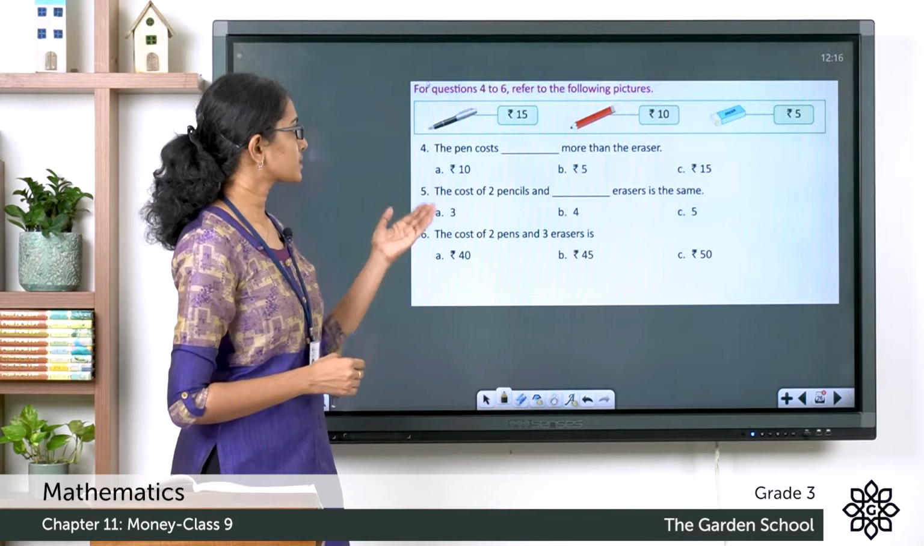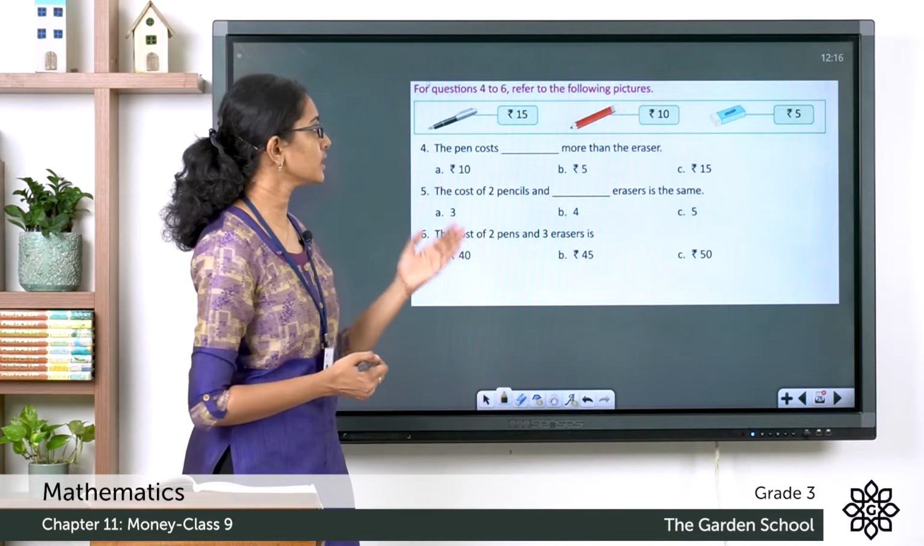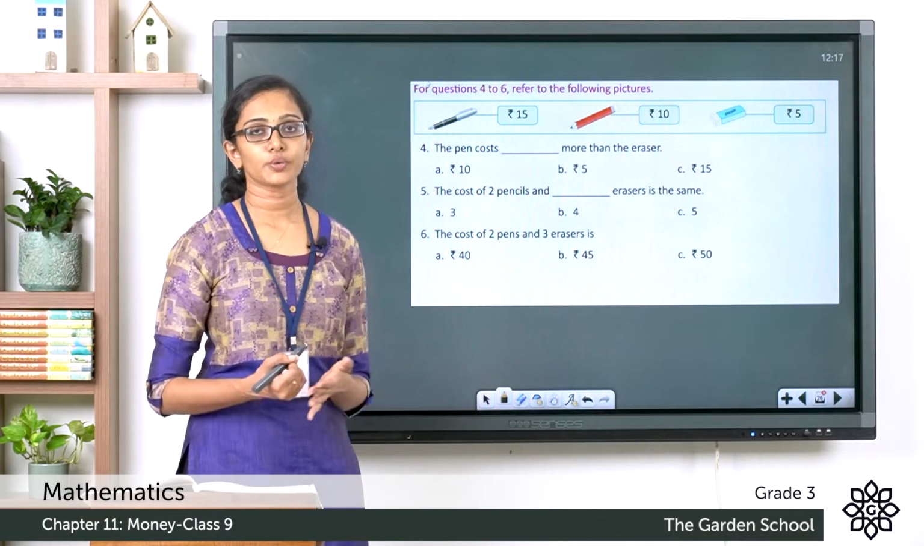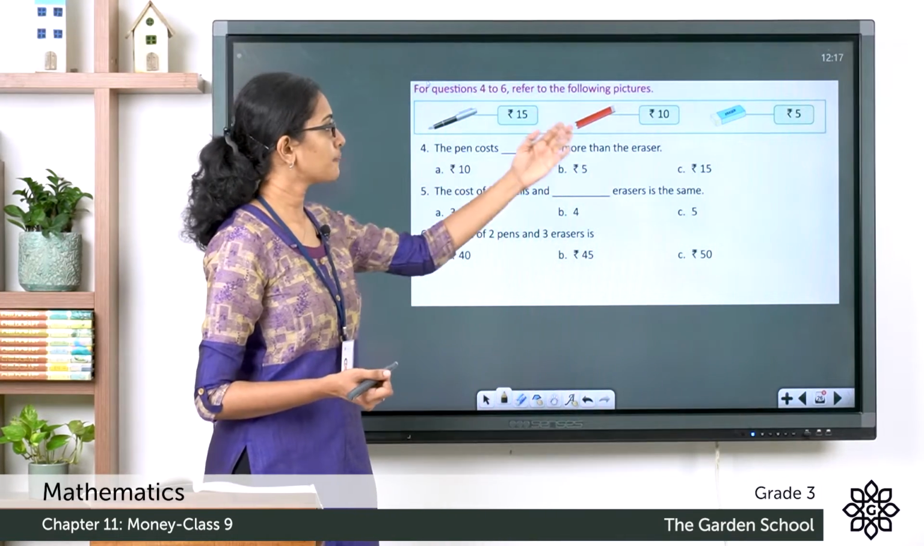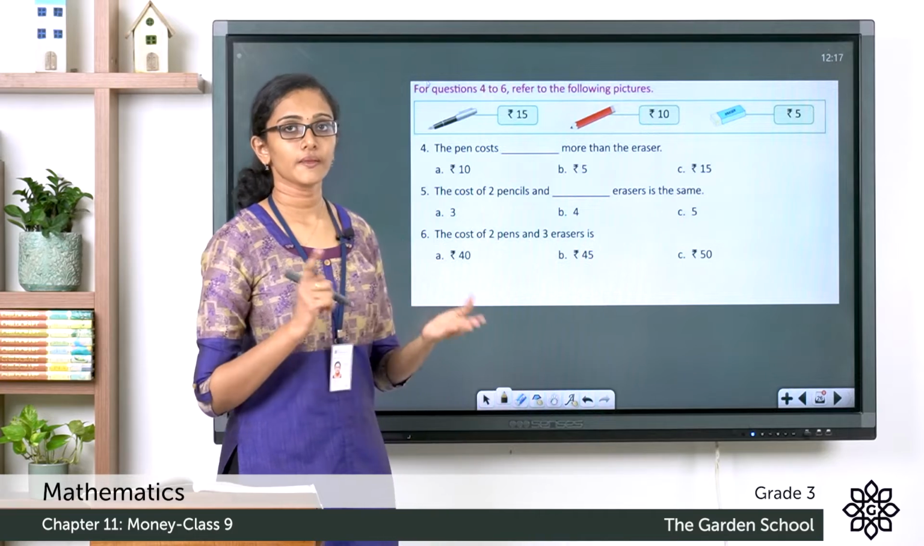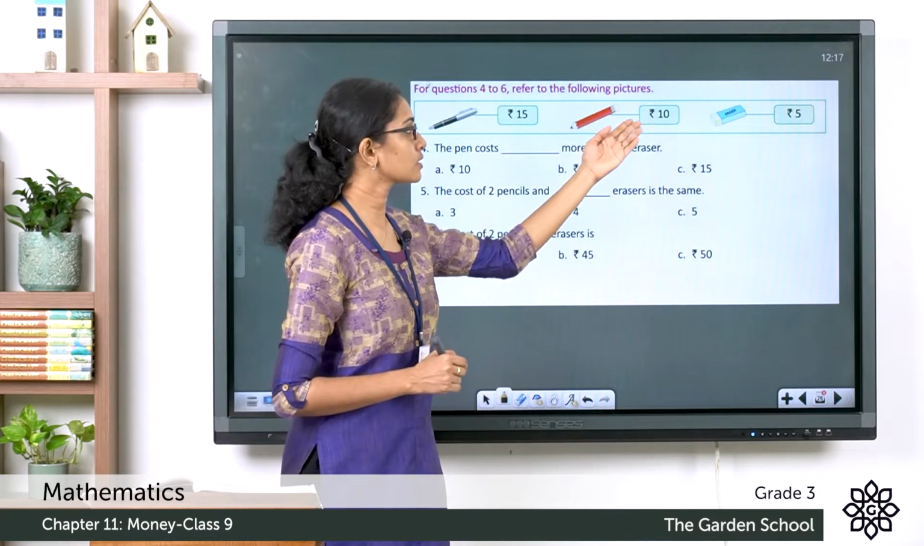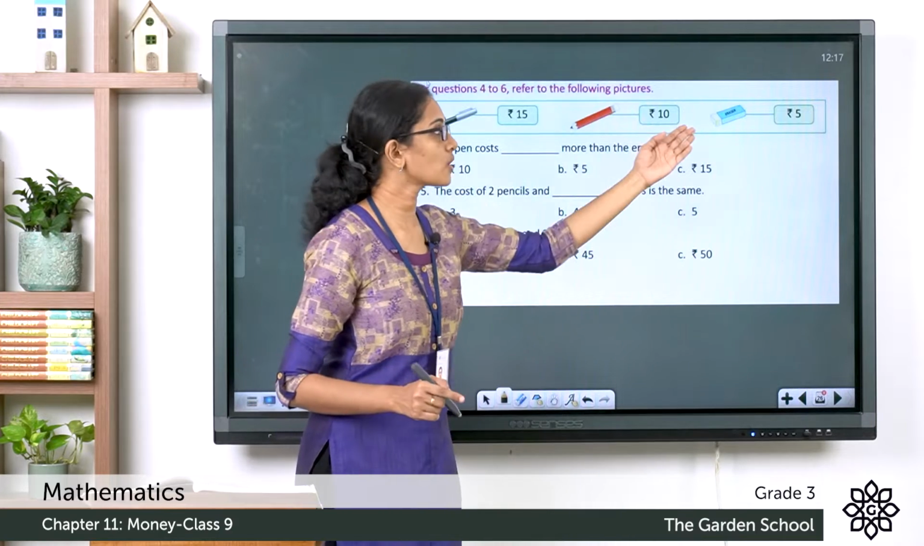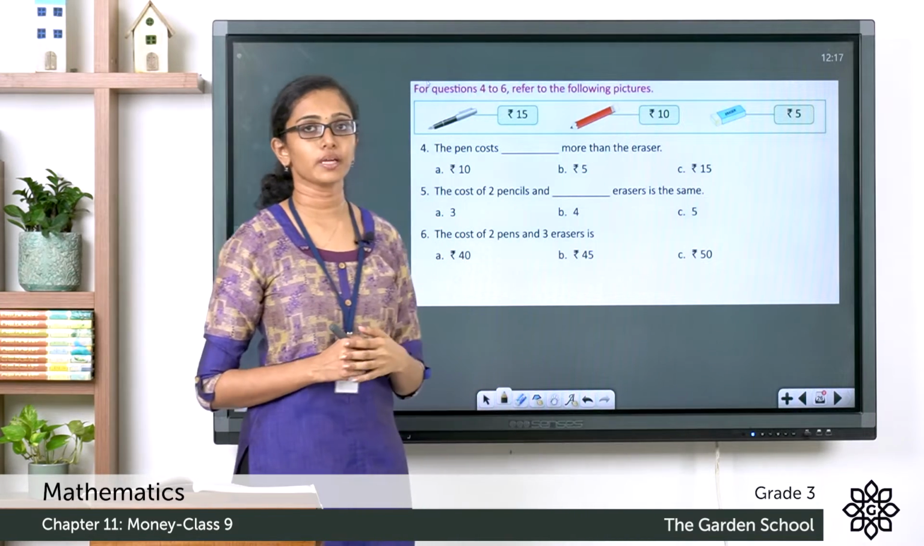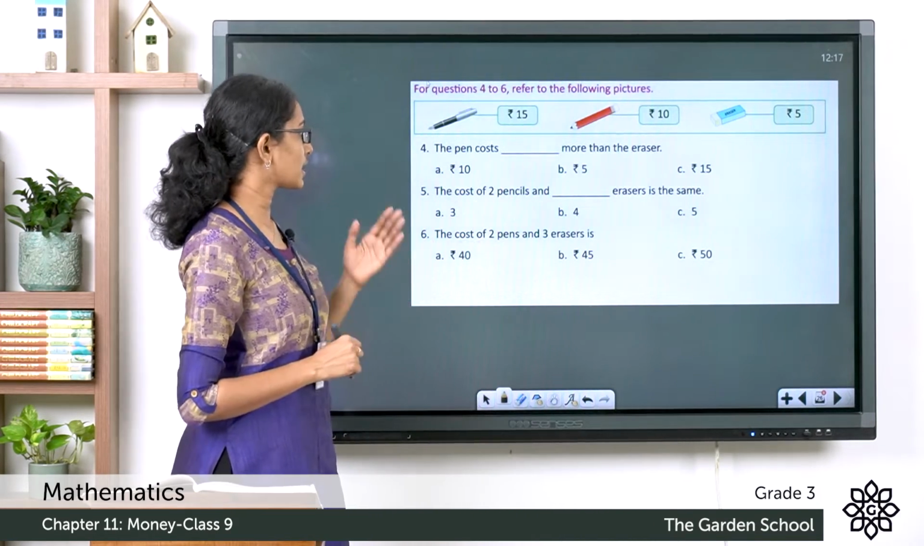Here for questions 4 to 6, refer to the following pictures. Here you can see the picture of a pen, a pencil and an eraser. The cost of a pen is equal to 15 rupee. The cost of a pencil is equal to 10 rupee and the cost of an eraser is equal to 5 rupee. Now let's have a look at the questions that follow.